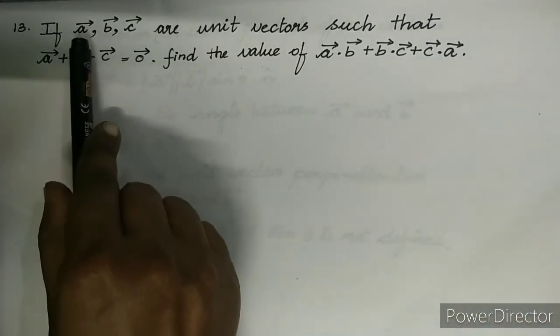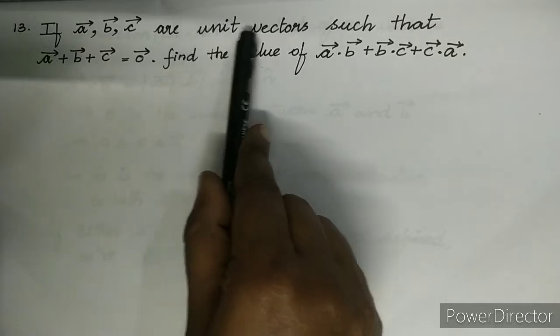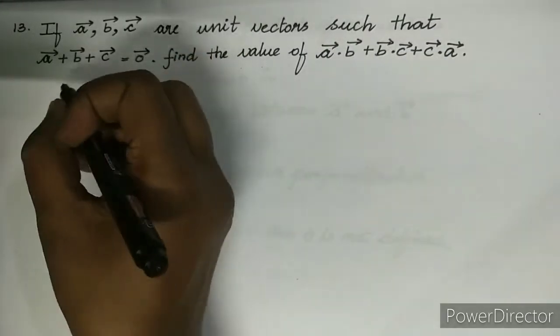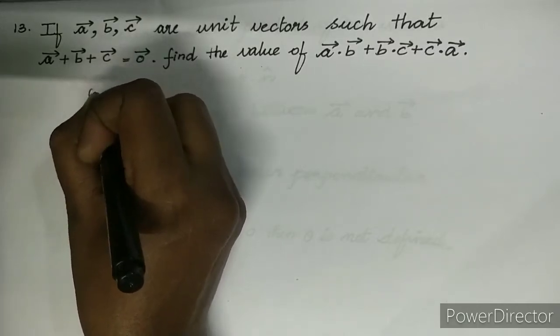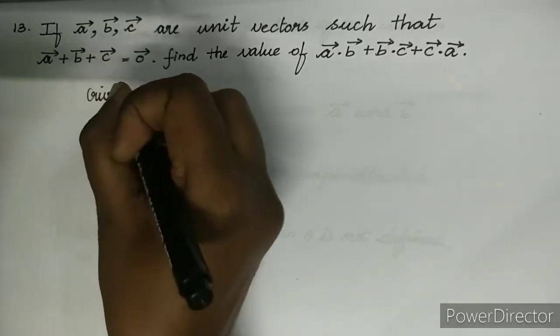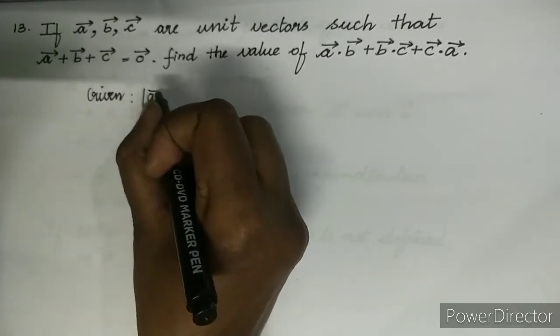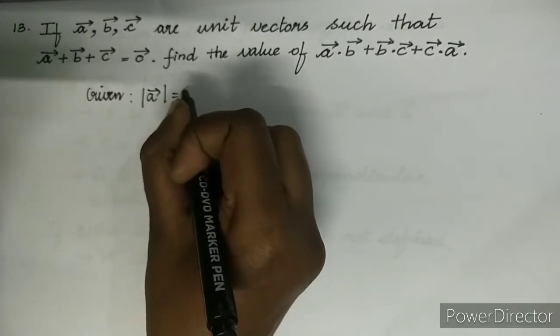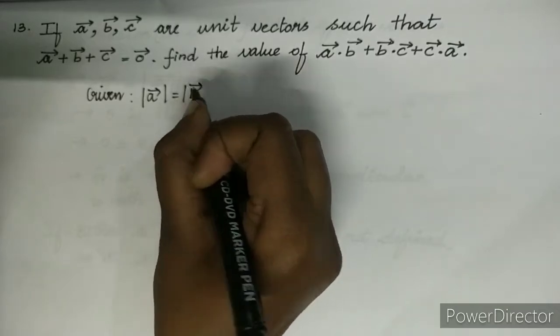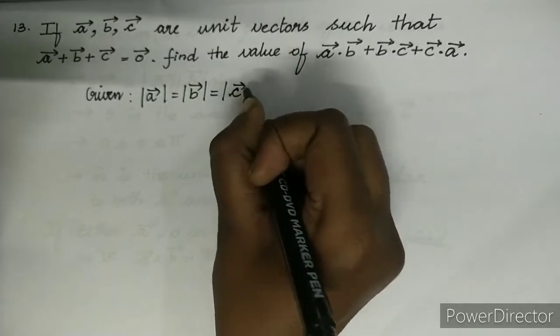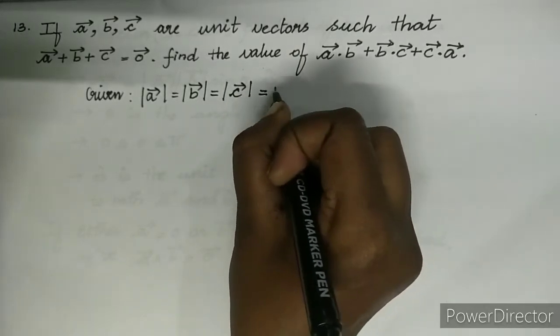Since it is given that all the three vectors are unit vectors, their magnitudes will be equal to 1. So we can write the magnitude of A vector, the magnitude of B vector and the magnitude of C vector will be equal to 1.